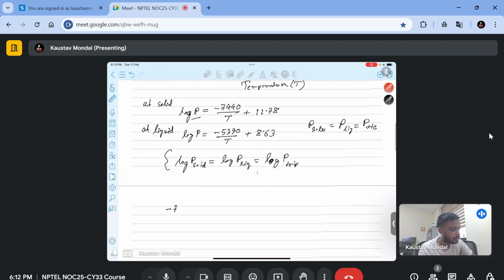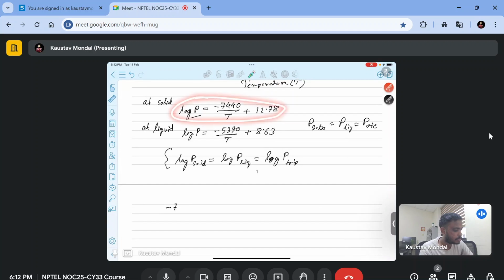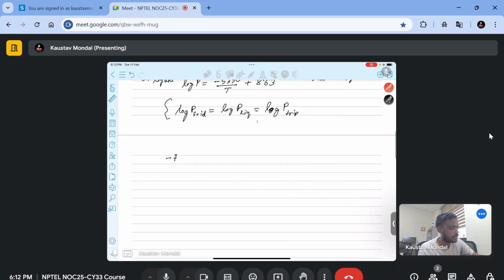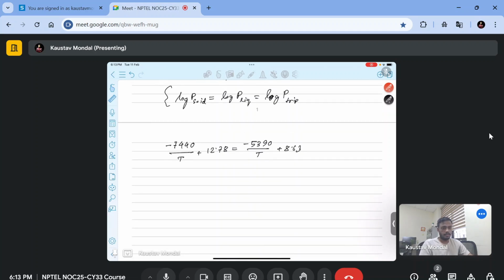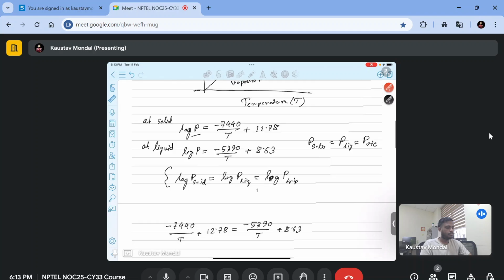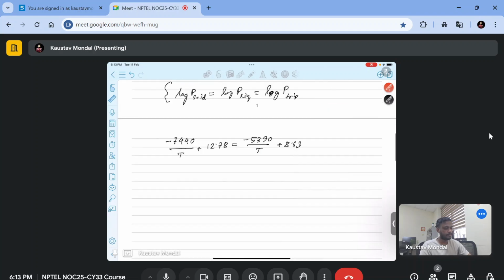Basically you are substituting this log P solid value here and log P liquid value here. After substituting this, we are getting -7440 by T plus 12.78 equal to -5390 by T plus 8.63. So these two things are basically equal, and at the triple point pressure the temperature will also be the triple point temperature, right?